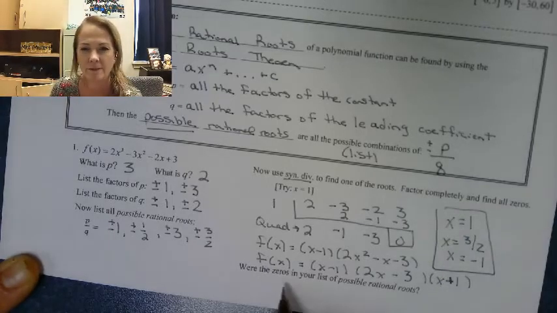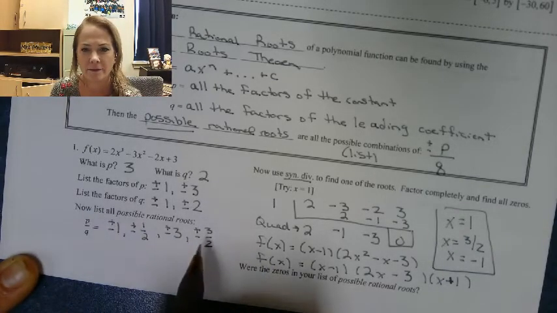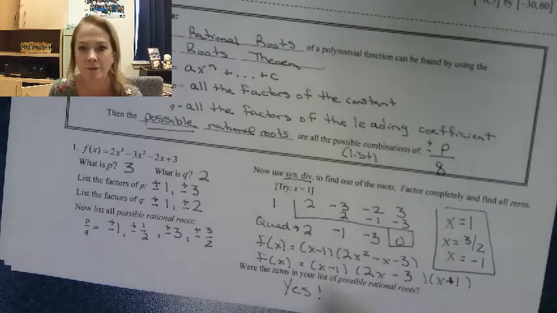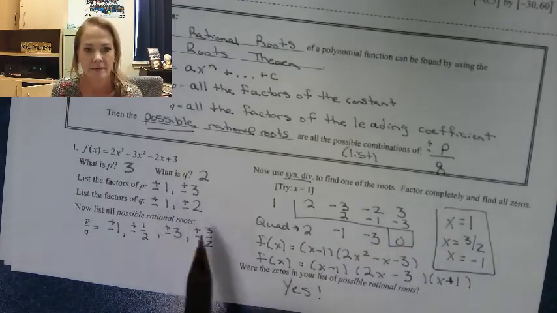So were all the numbers in the list? You bet. There's 3/2 and there's plus or minus 1. So yes, as they should be. You'll never find a 0 here that is not in this list.